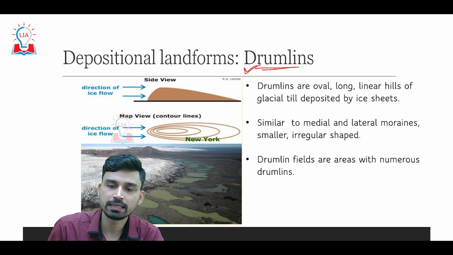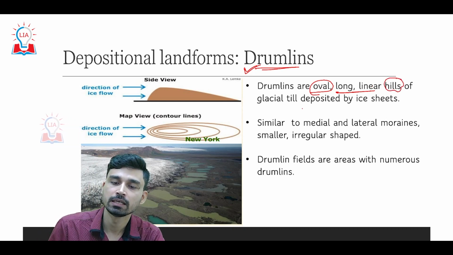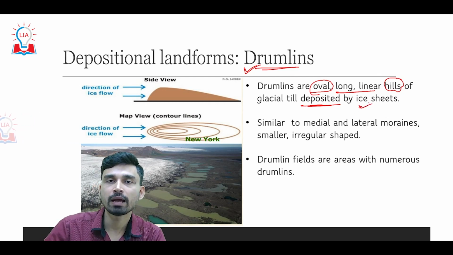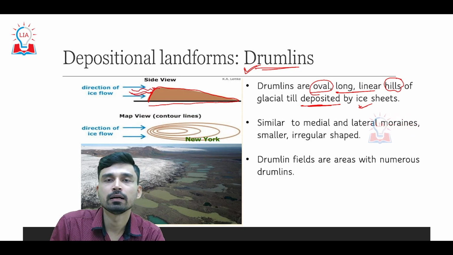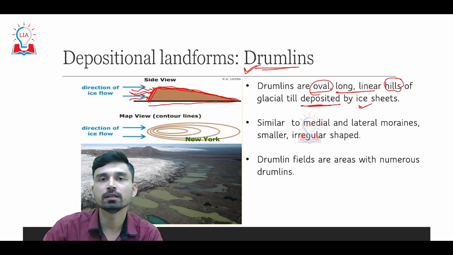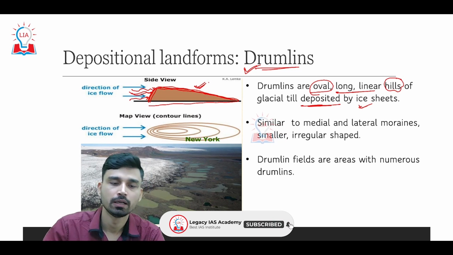Drumlins are oval in shape, and structure-wise they are long and linear. They are a kind of small hill deposited due to the movement of the glacier, and when the glacier finally retreats back, these deposited sediments take up a hill-like or hillock-like feature, with one side being very steep. We can say this is the directional movement of the glacier. The side where the glacier is moving from is much steeper, while the leeward side, as you can see, has a very gentle slope and is elongated in that direction. That is how a drumlin generally looks.